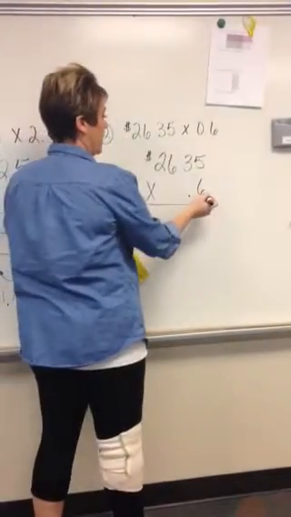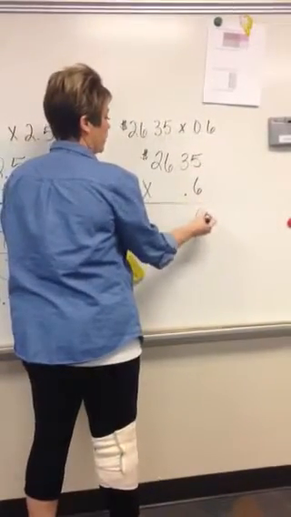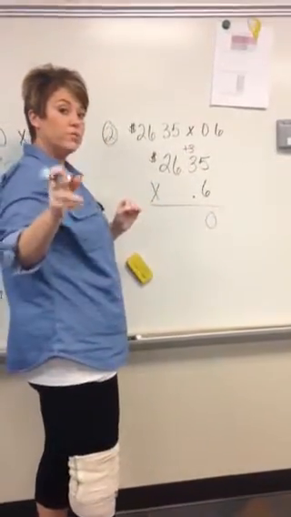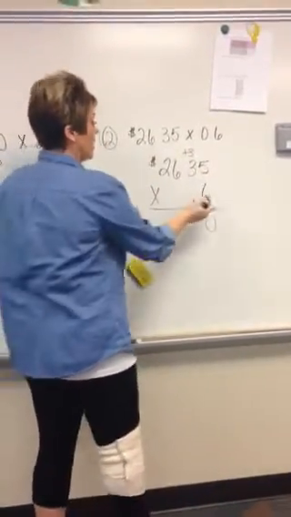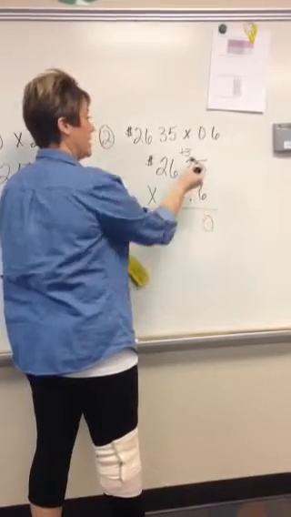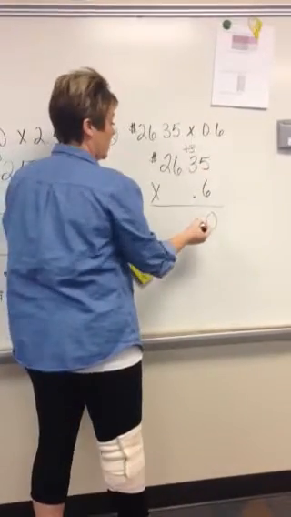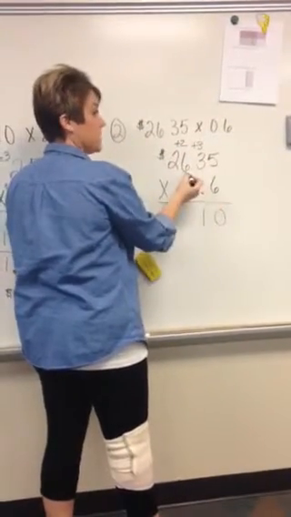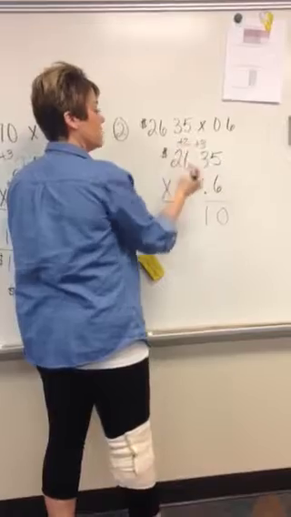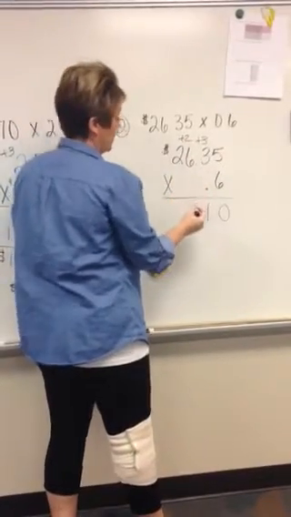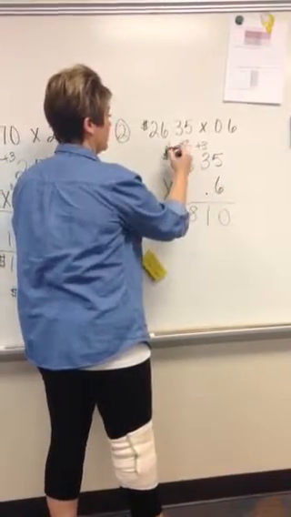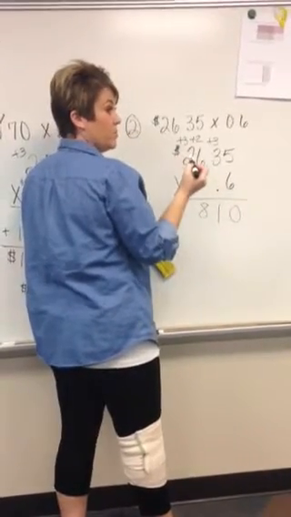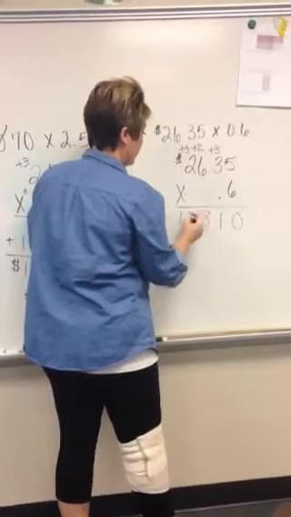Okay, so let's multiply. 6 times 5, 30. 0 goes down, plus 3 goes up. Remember, you should be doing this with me. 6 times 3 is 18, plus 3 is 21. 1 goes down, plus 2 goes up. 6 times 6 is 36, plus 2 is 38. 8 goes down, plus 3 goes up. 6 times 2 is 12, plus 3 is 15.